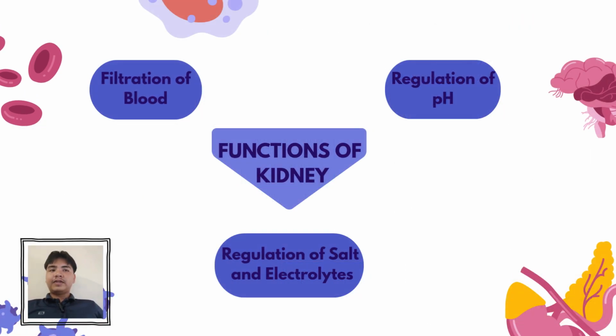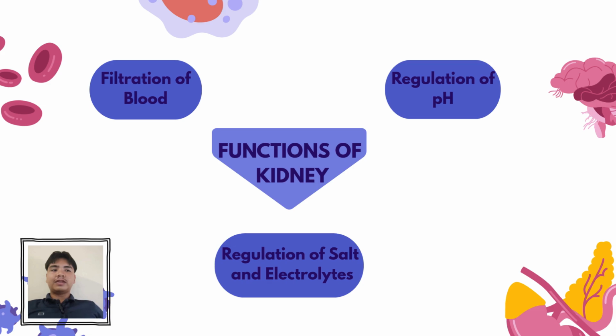Next, there are three functions of the kidney. The first function of the kidney is filtration of water. The kidney filters out waste products such as urea, toxins, and drugs. Next, the second function of the kidney is regulation of salt and electrolytes. So the kidney controls levels of sodium ions, potassium ions, and calcium ions to keep our nerves and muscles working properly.